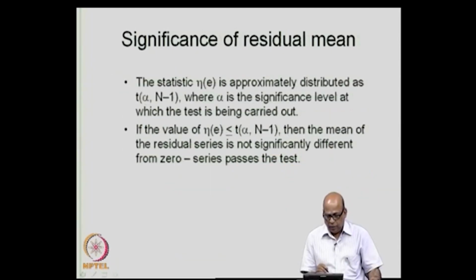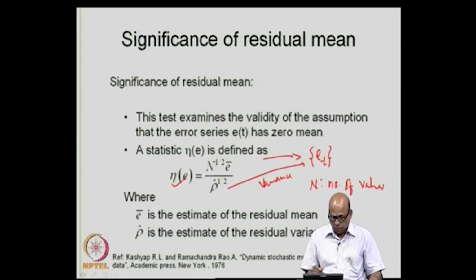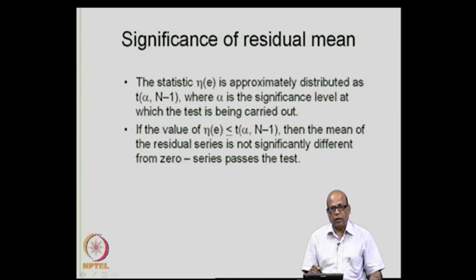Eta of E is known to be approximately distributed as T alpha comma n minus 1, where alpha is the significance level. For example, you pick 95% or 99%, and then you get the T alpha comma n minus 1, where n is the number of data. If the value of eta E that you compute using this is less than the critical T value corresponding to the level of significance that you choose, then the mean of the residual series is not significantly different from 0, and we say that the series passes the test.